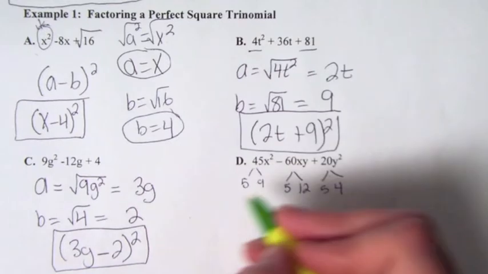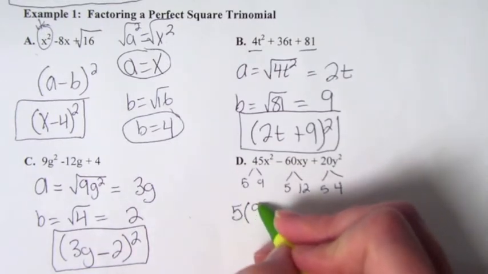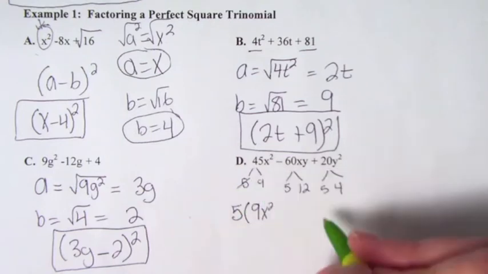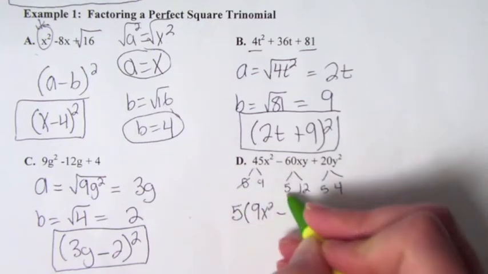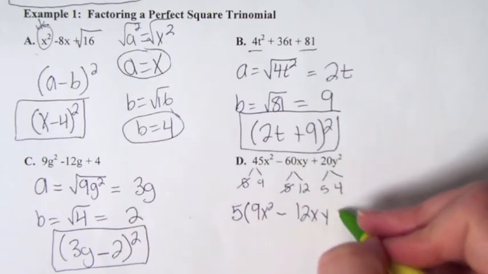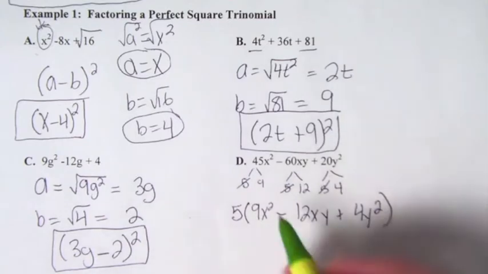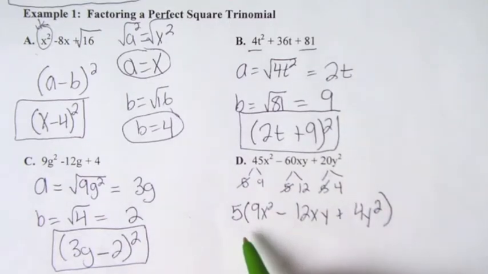So we can take a 5 out of this problem. If we take a 5 out, we're going to have left 9x squared, because this 5 is gone, minus 12xy, plus 4y squared. We're not going to forget about this 5, though. It is still a factor of this polynomial, but we're going to come back to it later.